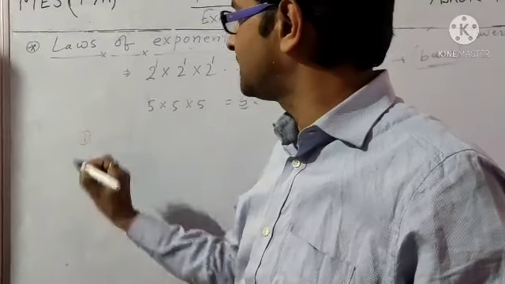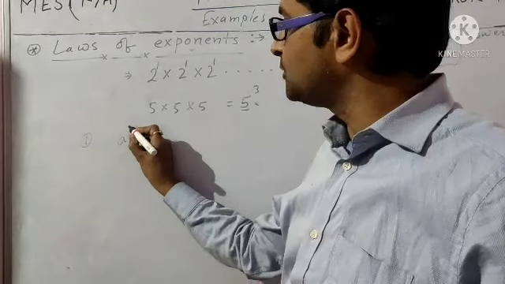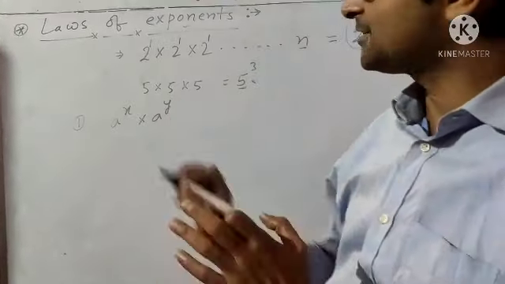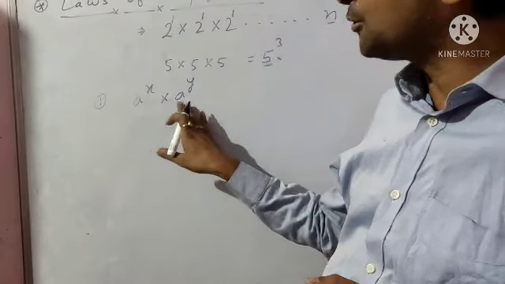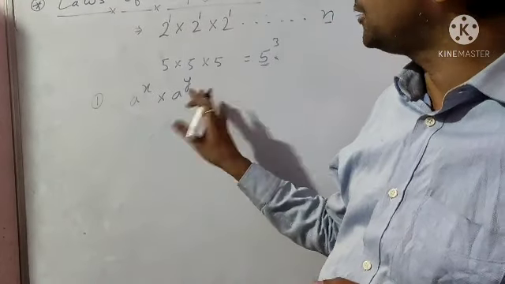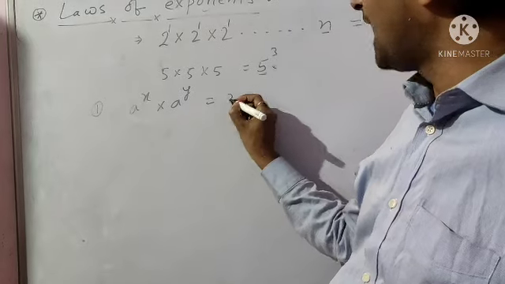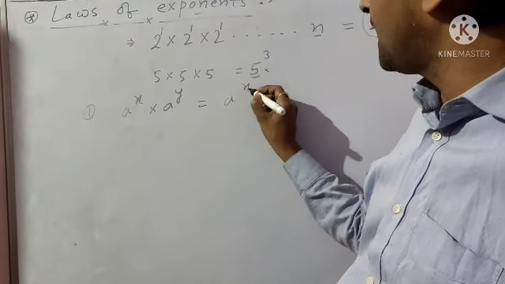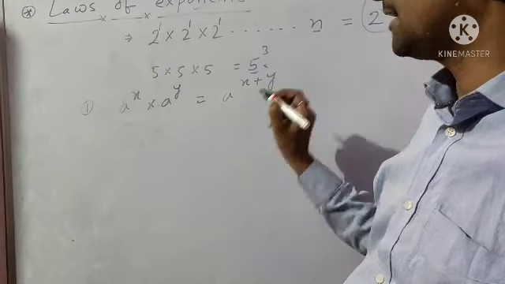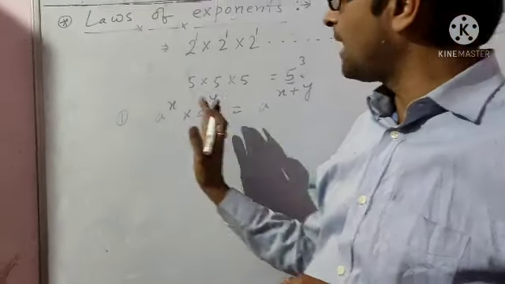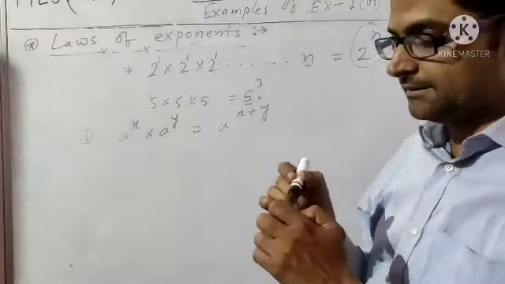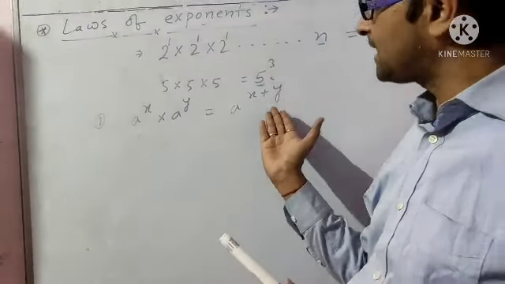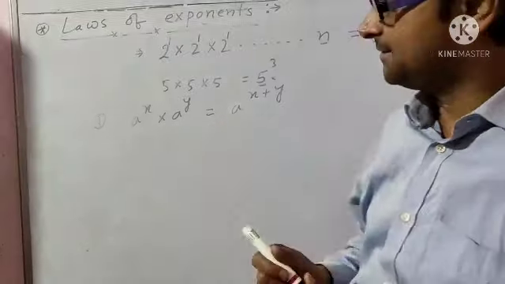The first one is, suppose a to the power x into a to the power y. Here, student, if bases are equal, then powers will be added. So we can write here a to the power x plus y. Okay, student, this formula works both ways. That means LHS to RHS as well as RHS to LHS.